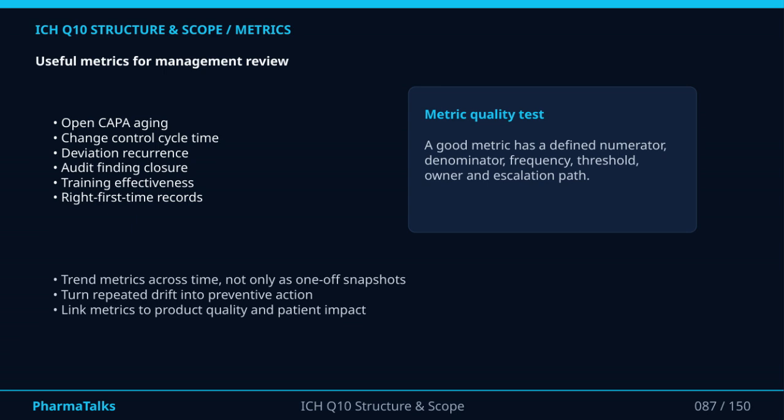Now, how do we know if a metric is good? A strong metric has clear components: a defined numerator and denominator to quantify the measure, a specific frequency for data collection, set thresholds to trigger action, an assigned owner responsible for the metric, and a clear escalation path if issues arise. It's also important to look at trends over time rather than isolated data points. This approach allows us to identify patterns and turn repeated drifts into preventive actions before they escalate. Lastly, linking these metrics back to product quality and patient impact is crucial, as ultimately our priority is ensuring the highest standards for the products and the safety of patients.